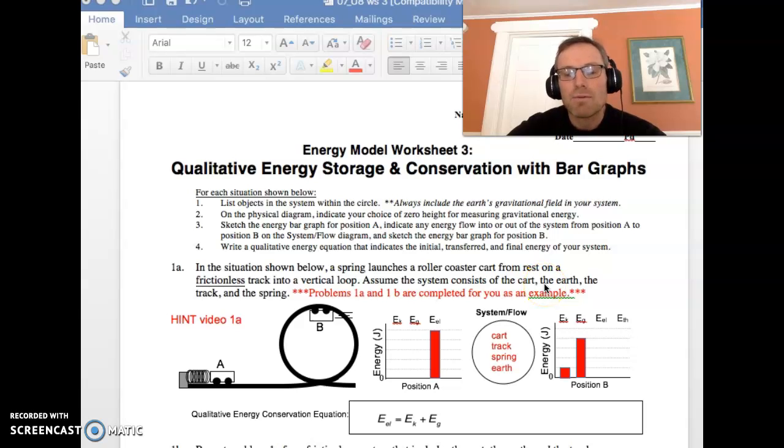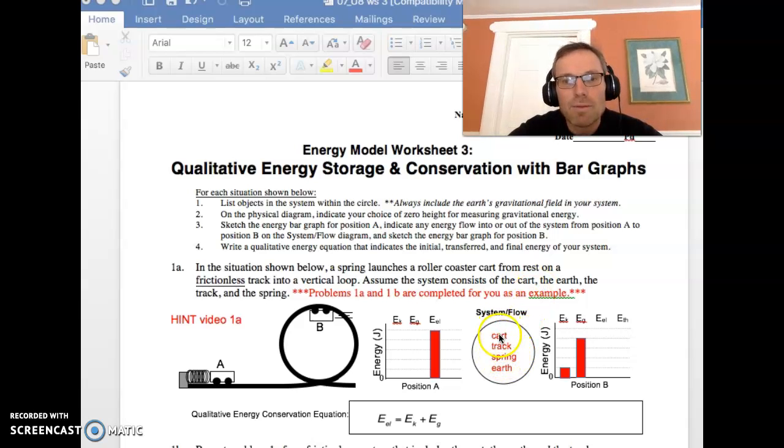In future problems, they won't tell you, and you'll have to figure that out and determine what's in your system. But that shouldn't be a problem. So we put here all the objects in the system: car, track, spring, and earth. And then we ask ourselves, where is the energy to begin with? We want to describe the energy types and the amounts in at position A, and then later we will do the same thing over here for position B.